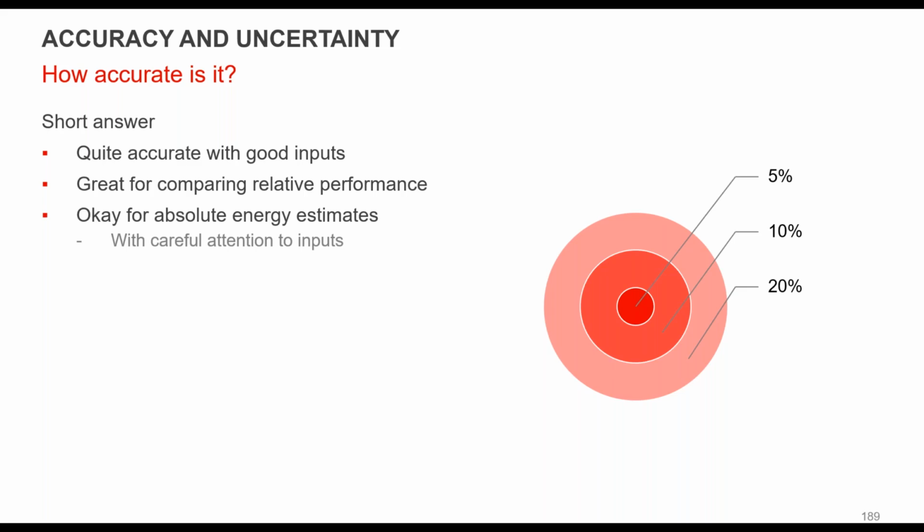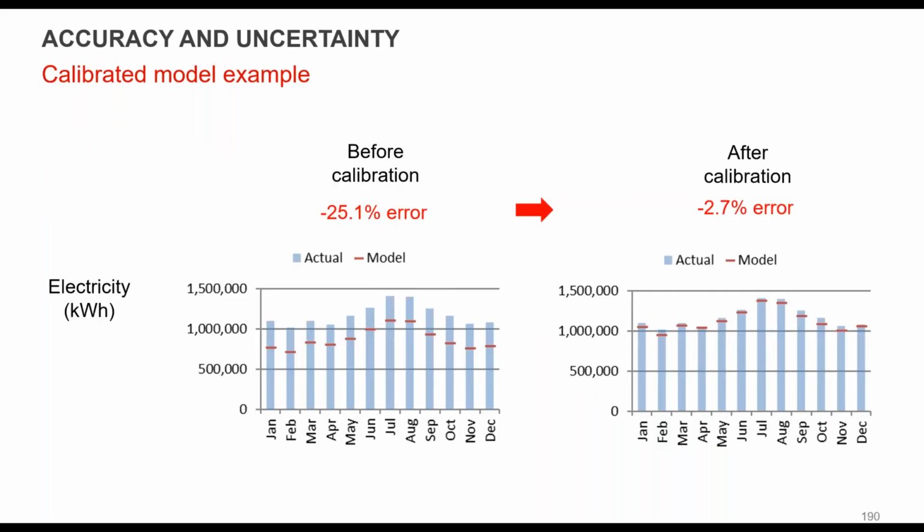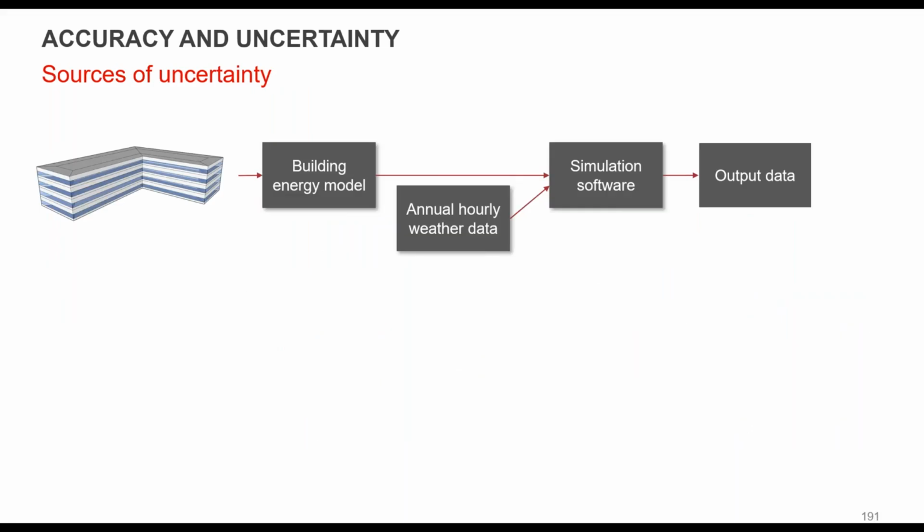It's okay for absolute energy estimates as long as you've got inputs that are good quality. If you've got lots of assumptions, you're not going to get there today. So you may have a calibration issue. The actual is coming in quite different from the model, but if you go back in and are able to look at what the inputs are and recalibrate that, you may be able to get, it shows here, a very small error for that. And calibration is important, particularly if you have an existing building.